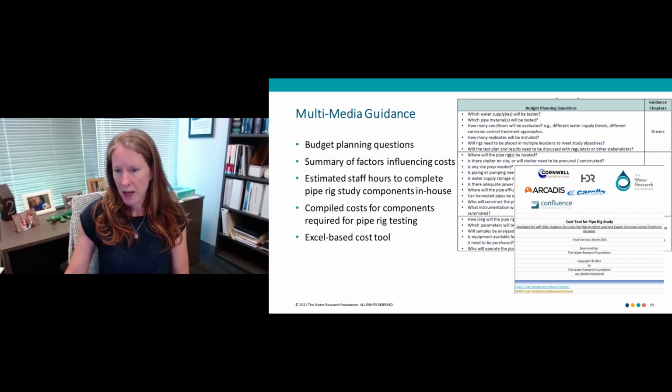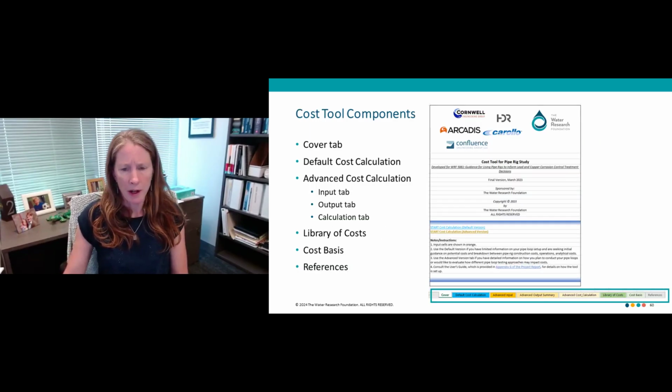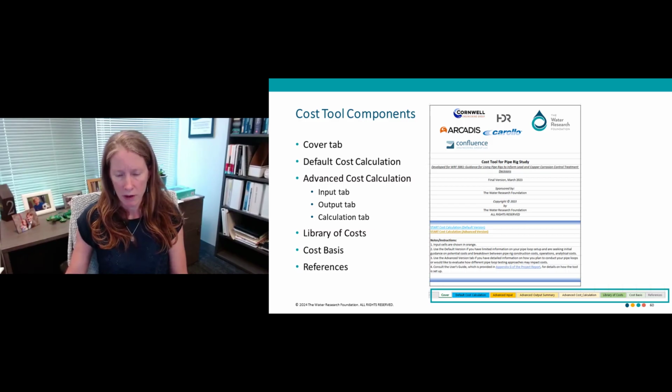And this is just a home page for the cost tool. I'll go into that a little more. So yeah, this is the home page again. When you open the cost tool, which you can download from the WRF website, it has 8 different tabs. The first tab is a cover tab, and it allows you to link to the default cost calculation in blue, or an advanced version of the cost calculation that you might use if you know a lot more about what your study is going to look like.